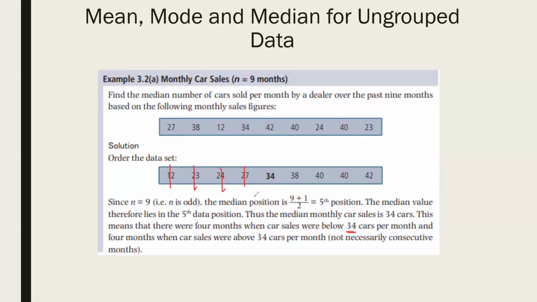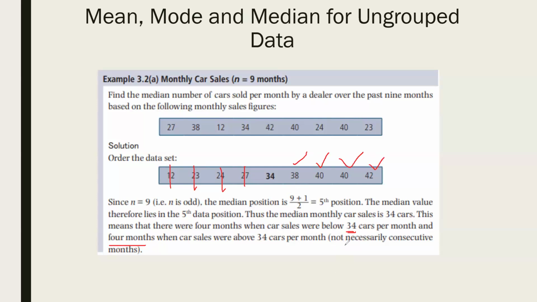24 is below 34, and 27 is below 34. So now we are saying there were 4 months where the car sales were below 34 cars per month, and 4 months when car sales were above 34 cars per month. Is that correct? That's correct. Because 38 is above 34, 40 is above 34, 40 is above 34, 42 is above 34.